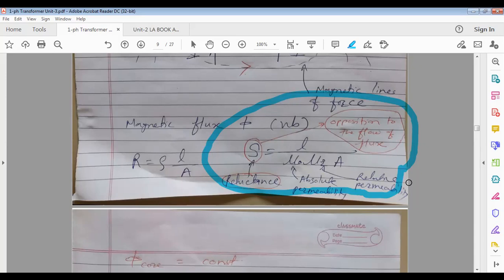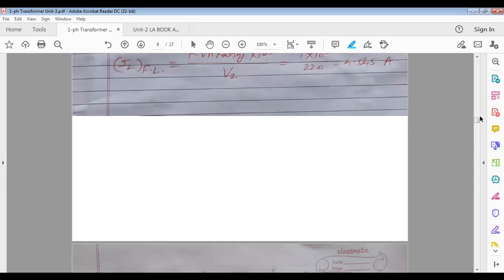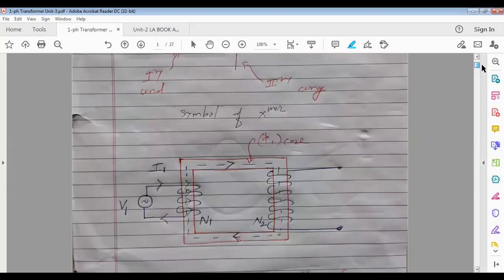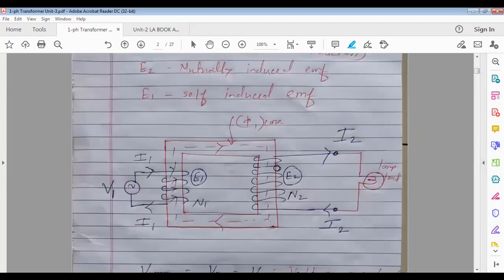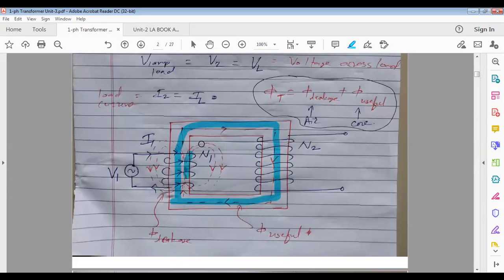Now here, what will happen? Whatever is the total flux produced by the primary winding, flux always prefers the minimum opposition path. So can you tell me, will maximum flux flow through the core, or will maximum flux complete its path through air? Through core. Very good. Maximum flux will flow through the core.